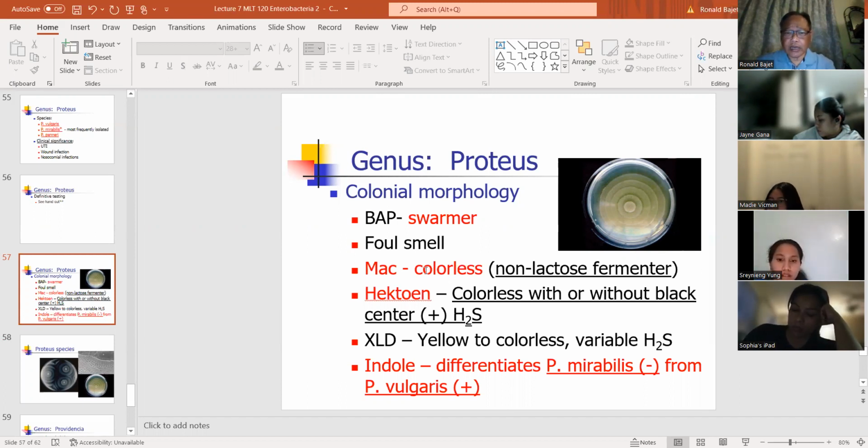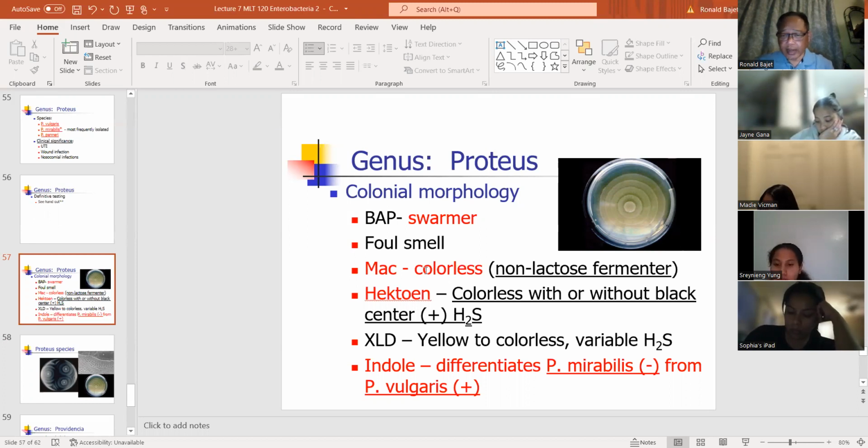On H&E, the colonies are colorless also, without black center H2S. Now, Salmonella is colorless, but Salmonella is H2S positive. So the colonies of Salmonella on an H&E plate, H&E is the Hektoen enteric agar, and like I said, it's colorless. For Proteus, it's colorless with no black center. XLD we won't use, but that's yellow to colorless.